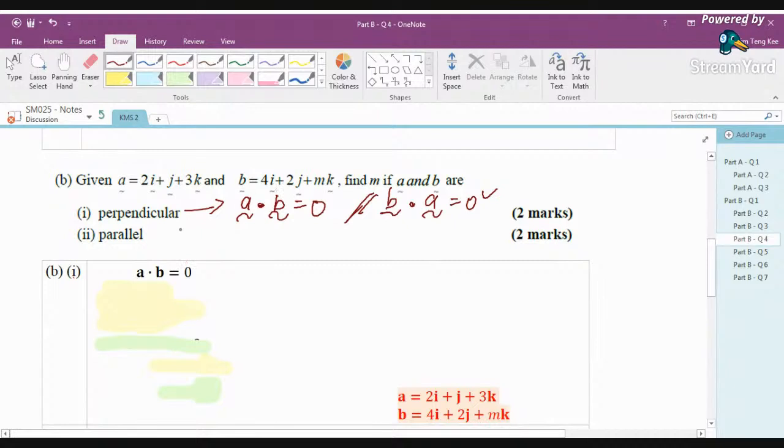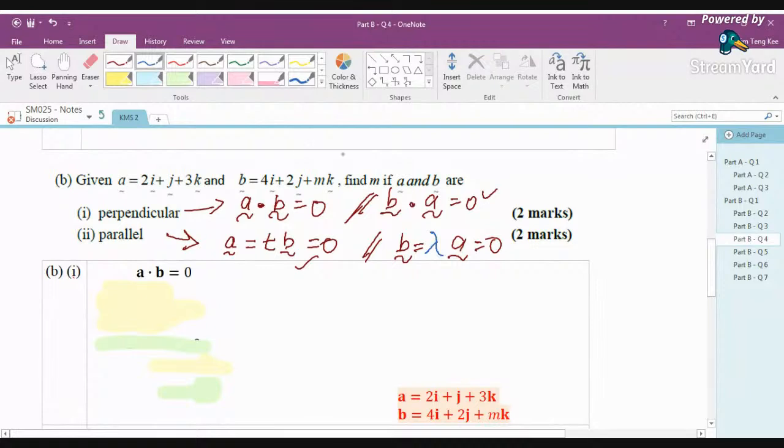Whereas for parallel, there are many properties we can use, but among the 3 properties, I'm going to make use of the easiest one, where A and B are scalar multiples of each other. For example, I have A equals to T times B, where T is a scalar, or I can have B equals to T times A, where T is a scalar. And of course, the T in these two situations happen to be different values. Or maybe in order to make sure you don't get confused, I change to another scalar, let's say lambda.